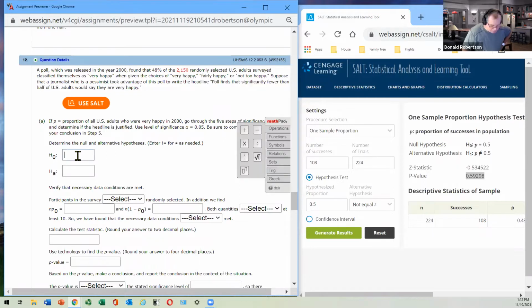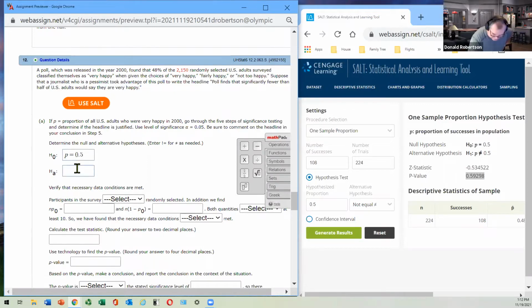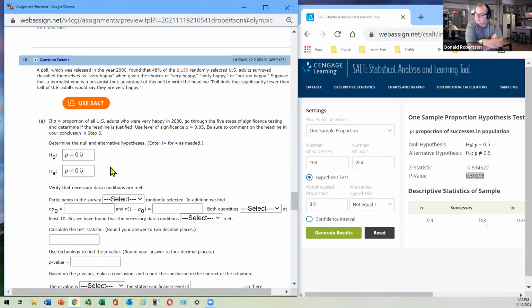So let's see what we've got. The null hypothesis is that it's 50%, and he's saying that there's evidence to prove that it's less than 50%. Are you happy about the choice of null and alternative? Now, when it asks you whether the conditions are met, don't we basically just need to find n p naught, which is half of this guy, which is 1,075. And this guy also happens to be 1,075. And both quantities are at least 10, so the conditions are met.